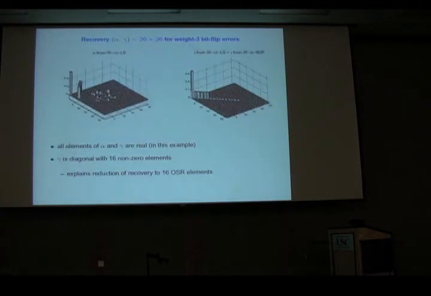This is, again, a picture which explains the reduction. In this particular case, all the elements of the alpha matrix and the gamma matrix, which I know you've long forgotten, are real, in this example only. And you can see the gamma matrix is diagonal. Those are effectively the effective probabilities of the errors. There's only 16 of them. All the action occurs in a 16 by 16 block anyway.